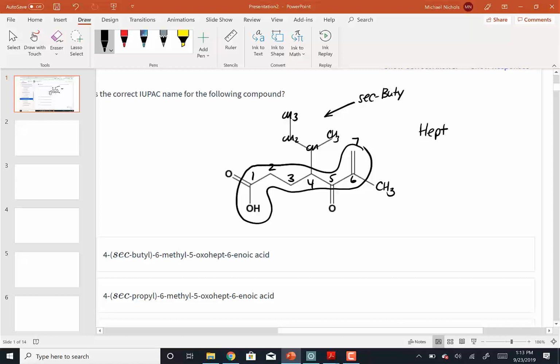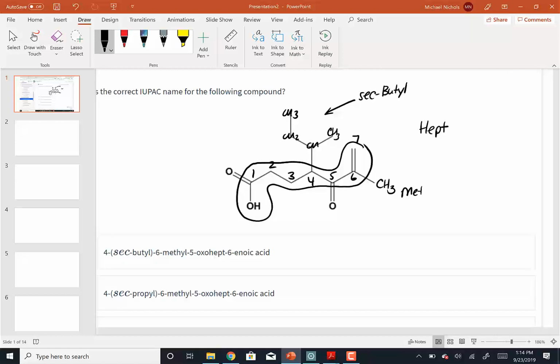Why is it a sec-butyl group? Because it's got 4 carbons, that makes it butyl, and the attachment point is a secondary carbon. If you don't count the longest chain, if you just look at the group, the attachment point is a secondary carbon. Okay, so that's a sec-butyl group, and of course we have a methyl group here. So, what is the numbering on the sec-butyl group?